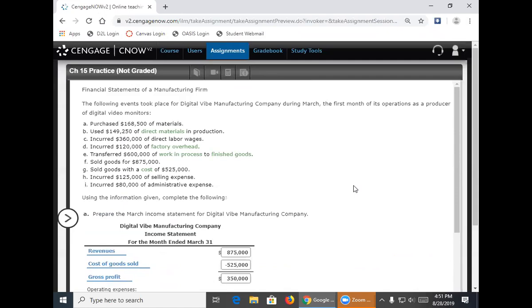So we have materials, which is our raw materials. Any materials we purchase, both direct and indirect, go into this account. And then we have work in process. Also an inventory account, so it increases on the debit side. And then our last one is finished goods.